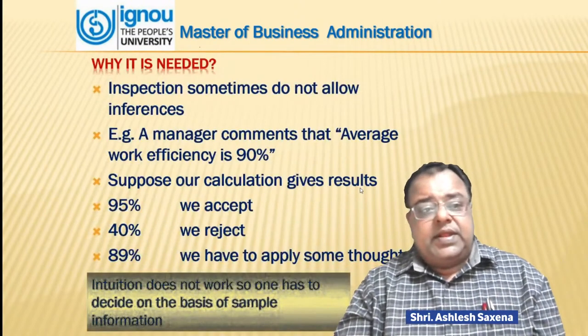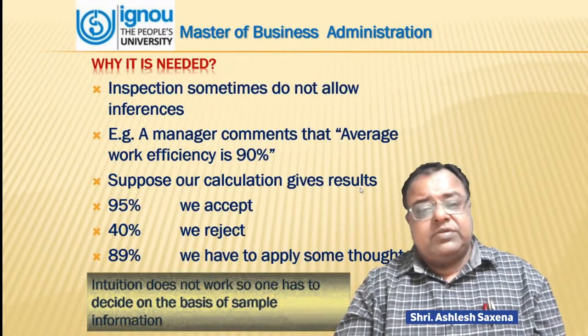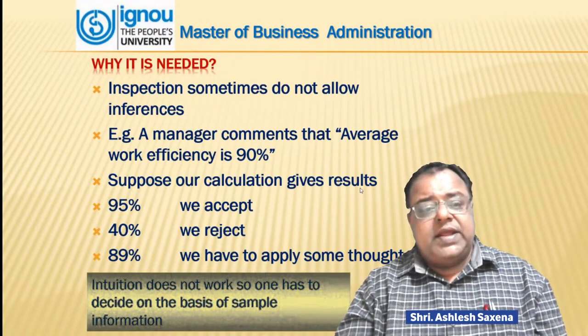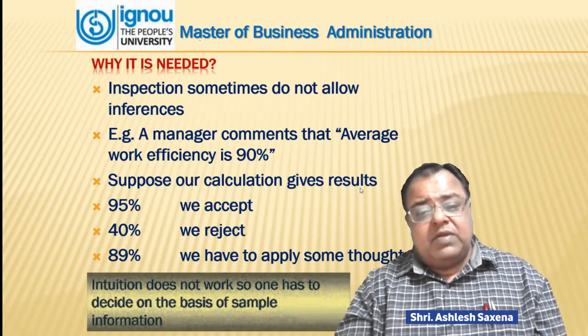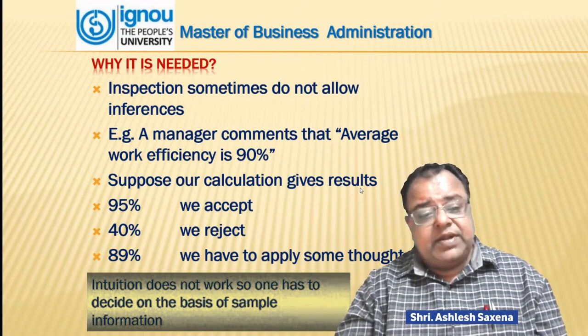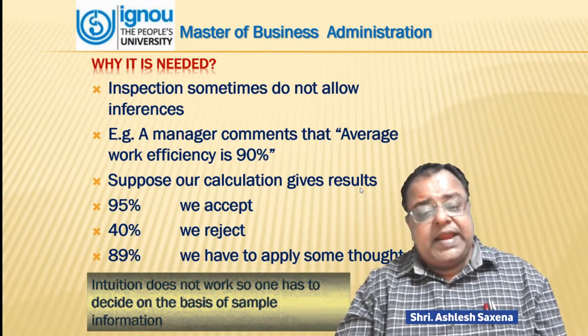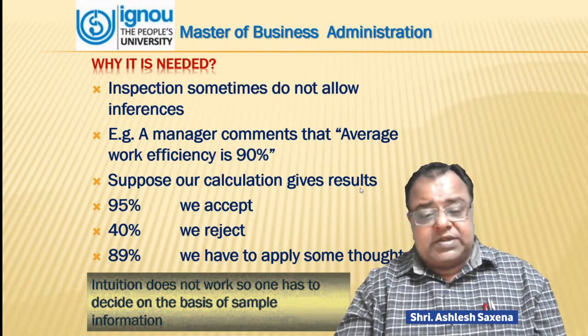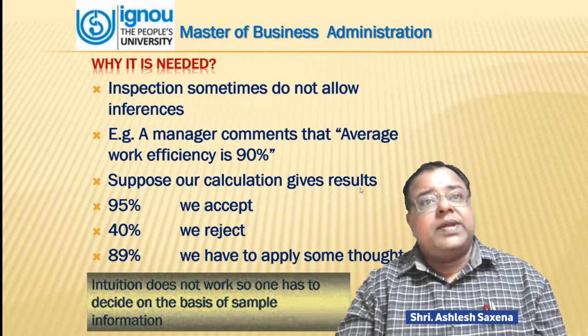What is needed? Inspections sometimes do not allow inferences. For example, a manager commented the average work efficiency is 90%. Suppose our calculation gives the result 90%, 95% we accept, 40% we reject, and 89% we have to apply some thought. So intuition does not work. So one has to decide on the basis of sample information.